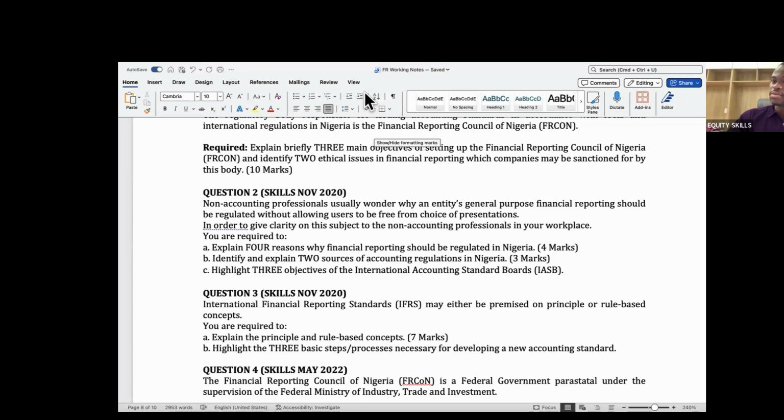I gave you 4. Number 1, I said to develop a single high-quality accounting standard in public interest. Number 2, I said to promote the use and rigorous application of this accounting standard. Number 3, to take care of the needs of SMEs and emerging economies. Number 4, to harmonize and converge international accounting regulations. And that will be the answer here. That will be the answer.